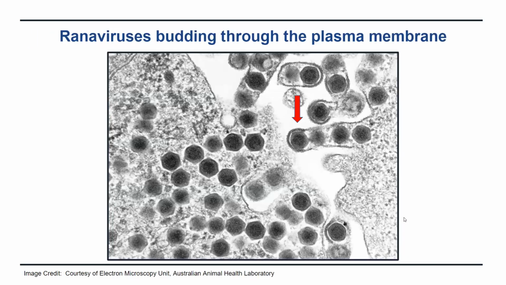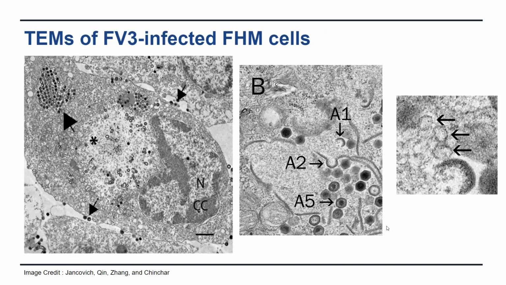So the panel on the left here is a transmission EM of a frog virus 3 infected cell. And you can see the nucleus off to one side. This darkened material represents chromatin condensation and is a stage in apoptosis. The assembly site is shown here. What's unique about the assembly sites is they're relatively electron-lucid structures. The rest of the cytoplasm is relatively dark.